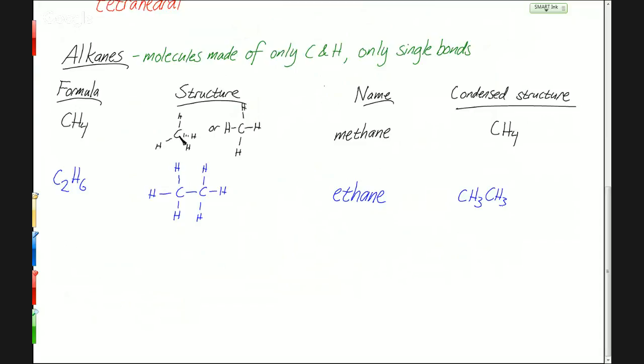Next member of the list, and this is the last one that we'll do together here, C3H8. It's called propane. And now I want you to try to draw the structure. It follows the same pattern. Carbon has to have 4 bonds. Hydrogen has to have 1. There's really only one way to write it. So see what you can do. You can draw the structure.